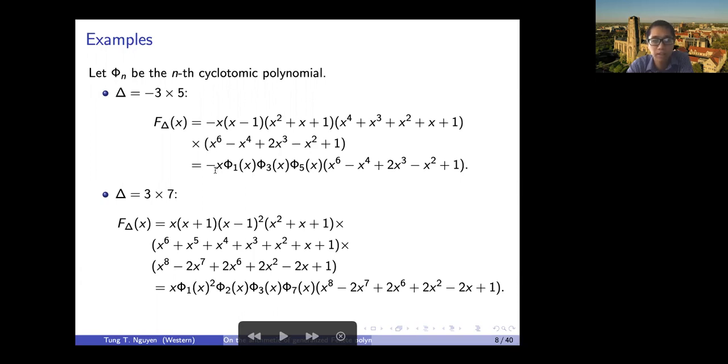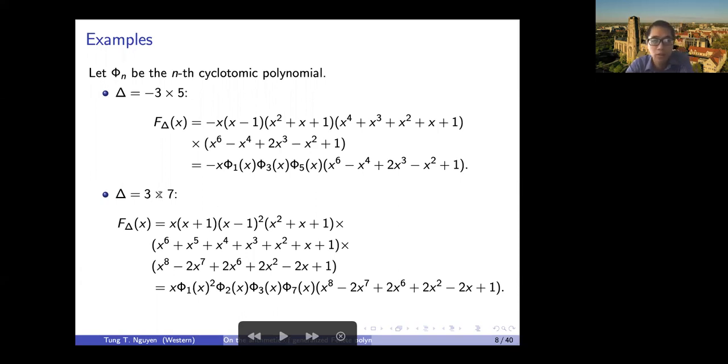It has 5 factors. First of all, it has the obvious factor x, and then you have phi 1, phi 3, and phi 5. So you can see that these correspond to the divisors of delta. That's an important fact. And then finally, there is a last one, which is an irreducible polynomial of degree 6.